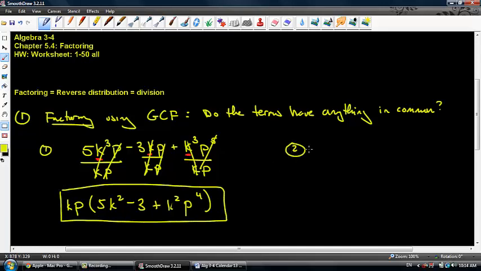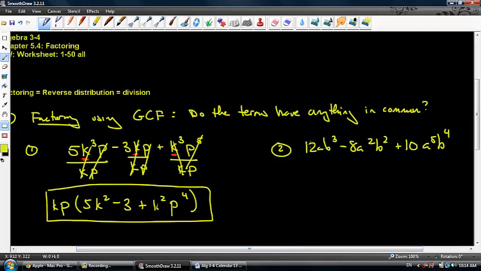Let's do another one. If I say 12ab to the third minus 8a squared b squared plus 10a to the fifth b to the fourth, well, I have to look at what each of these terms have in common. Well, they're all even numbers, which means they can at least go into 2. Looks like 2 is as high as I'm going to be able to go, because this 10 right here can't divide into anything higher than that. Well, that takes care of my coefficients. They each have an a, so I'm going to pull the lowest a out of there, so it looks like a to the first. And then the lowest b that I can pull off is b squared.